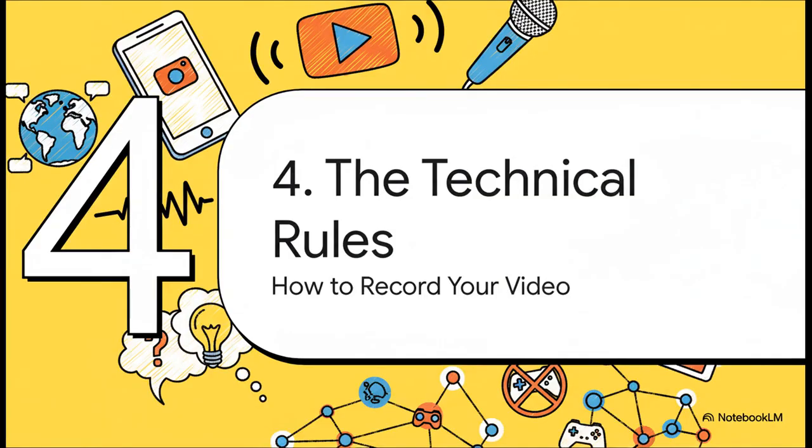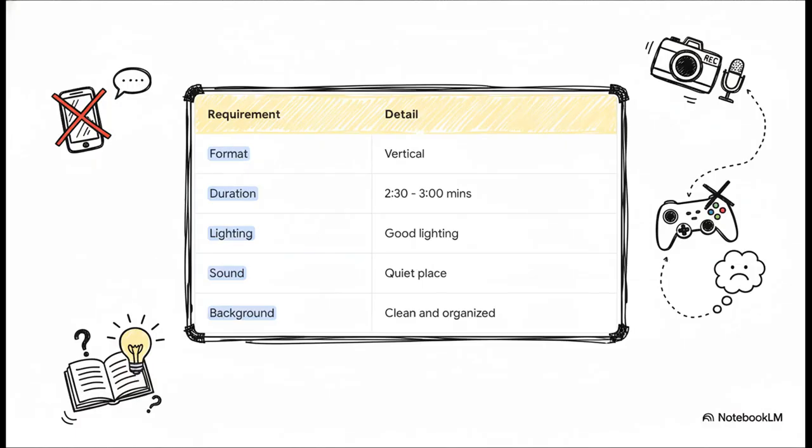Okay, let's get into the nitty-gritty. Section 4 is about the technical rules. Following these is going to make your video look and sound great. So here's a quick checklist for you. Your video needs to be vertical, like for TikTok. Keep it between 2.5 and 3 minutes long.